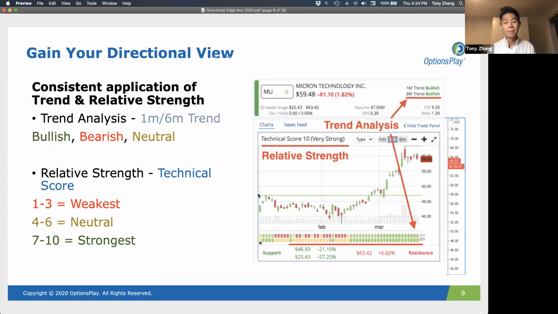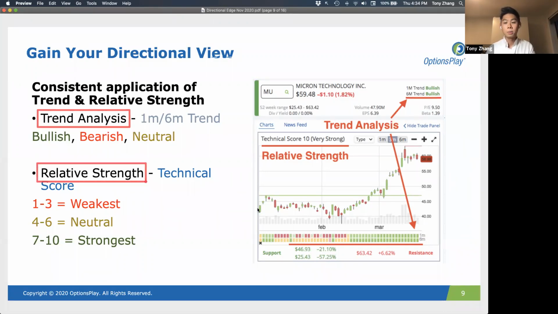And how do we do that? We have 2 ways to do that. We have both a trend analysis indicator within OptionsPlay and a relative strength indicator built into OptionsPlay that uses the same application day in and day out. We use the same moving averages, and we use the same interpretation of those moving averages. And the only thing that you get is a reading of either bullish, bearish, or neutral. And we provide 1 month and 6 month trends, a short-term and long-term trend.